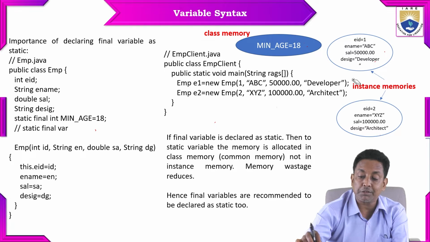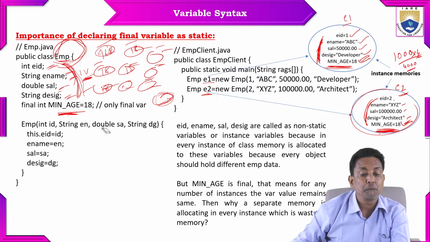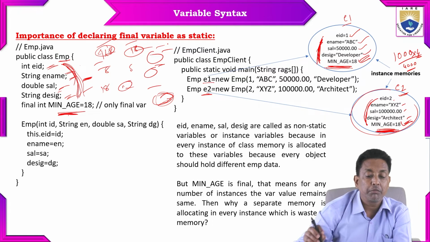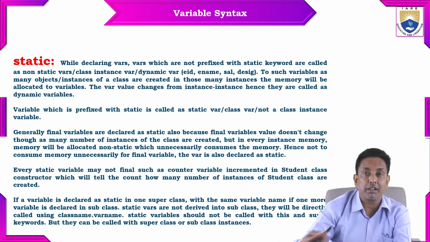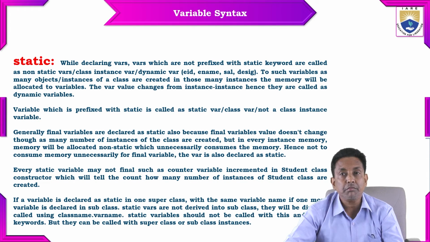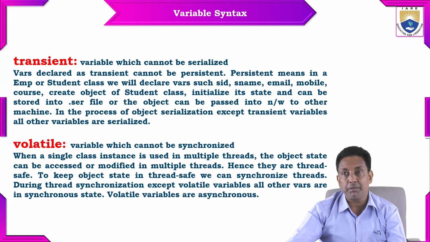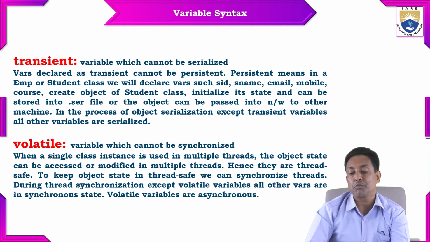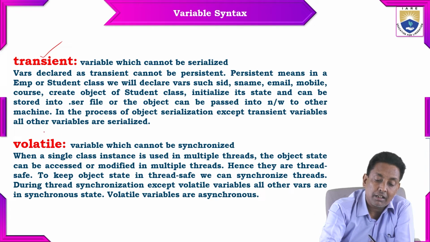Now two more modifiers are left on the variables. They are transient and volatile. You can read about static later on. This is only a brief note about the two more modifiers we can apply on variables. One is transient and the other one is volatile.